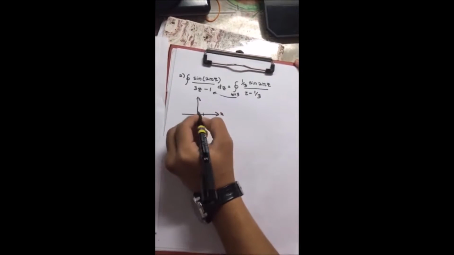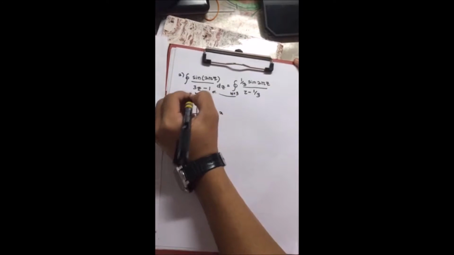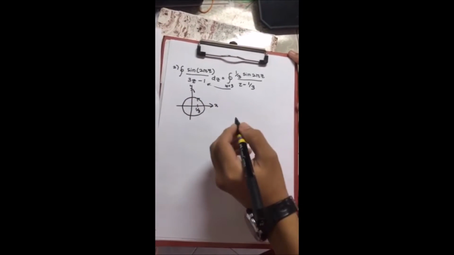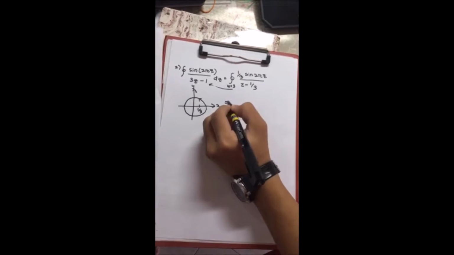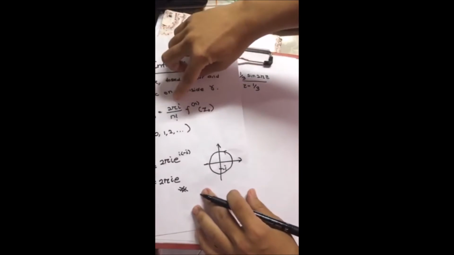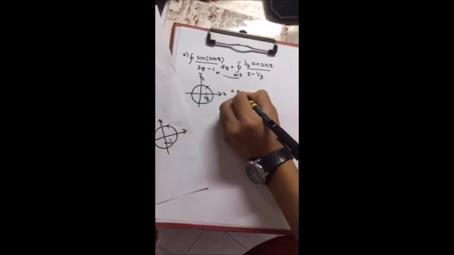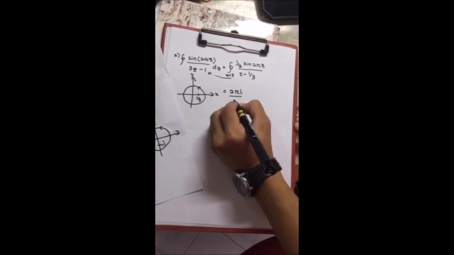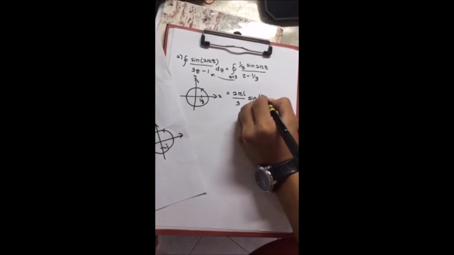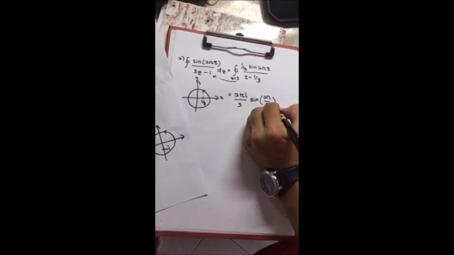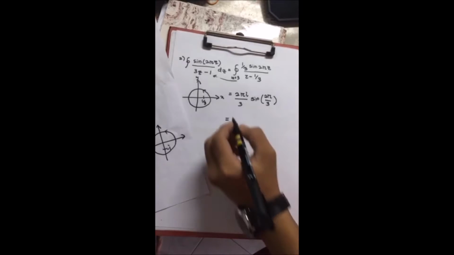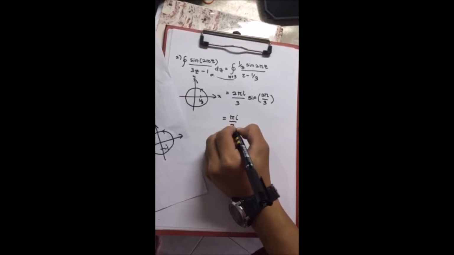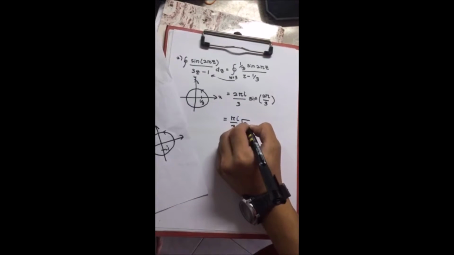Okay, the contour is like this, 1/3 on x, 1/3 on y, anticlockwise. Okay, after that, 2 pi i over 3 sin 2 pi over 3, and the final answer is 2 pi i over 3 sin 2 pi over 3.